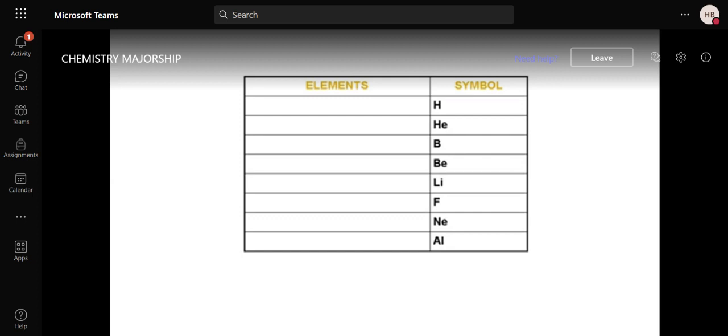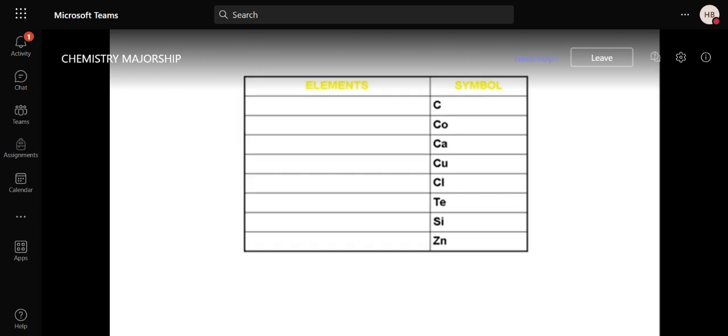I hope that you can recall these elements quick enough. Okay. Ayan. So H is hydrogen. Alright. He is, yes, helium. Capital B is boron. Good. Be. Syempre, kung hindi nyo siguro nakita yung Be sa baba, baka sasabihin nyo si B is beryllium. Okay? Beryllium si Be. Okay, Li is what? Lithium. Yes. Okay, F is, hindi po phosphorus yan. Fluorine. Alright. Next, Ne is neon. And Al is aluminum.